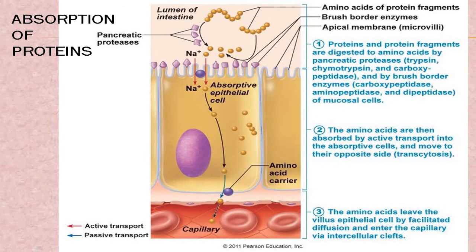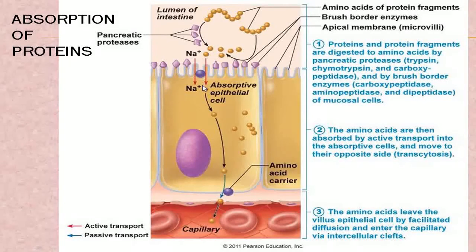With the help of the enzyme pepsin, further digestion continues in the small intestine with the help of pancreatic enzymes as well as enzymes secreted by the wall of the small intestine. So proteins which were converted into peptides in the stomach, when they enter the small intestine in the chyme, are acted upon by trypsin, chymotrypsin and carboxypeptidase, which are the enzymes of the pancreatic juice, and the enzymes of the small intestine, carboxypeptidase, aminopeptidase and dipeptidase. They convert them into the final product, that is amino acids.